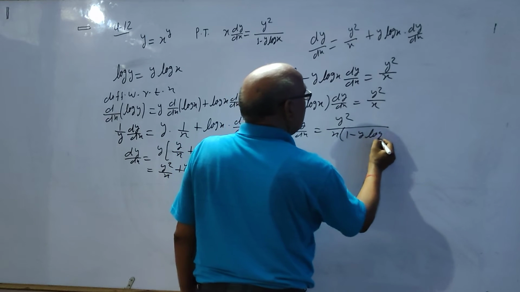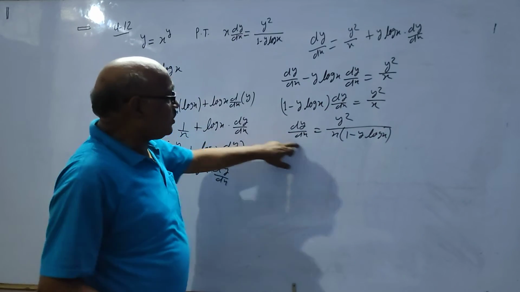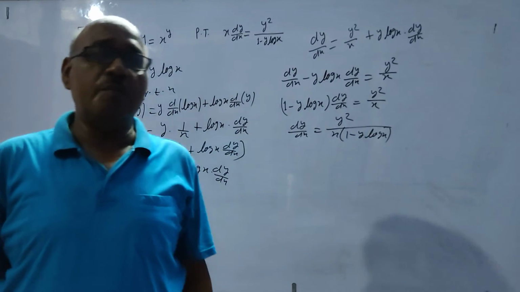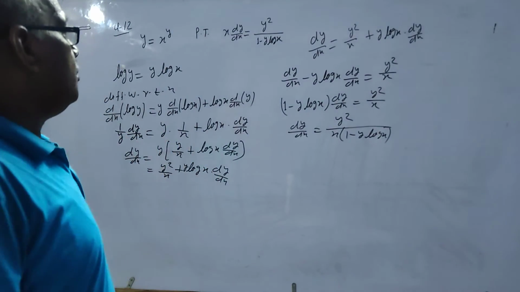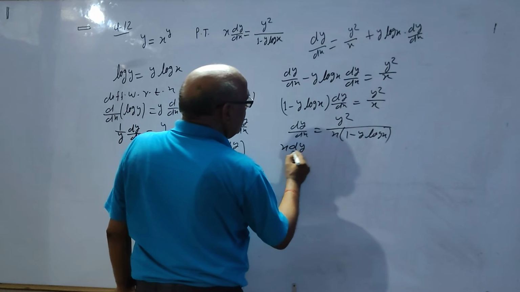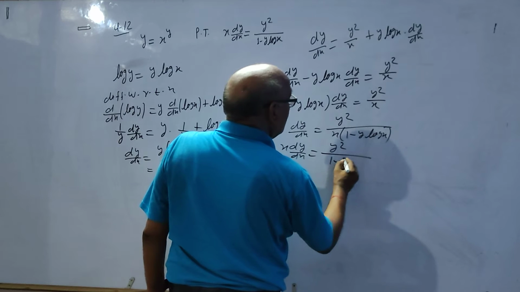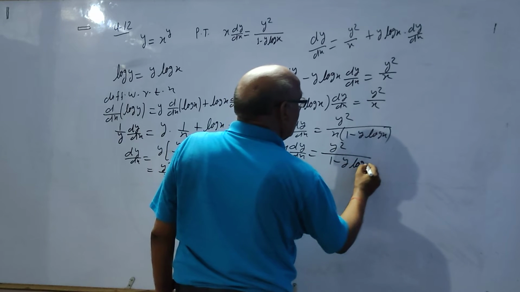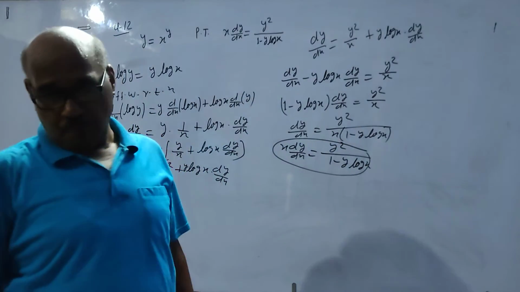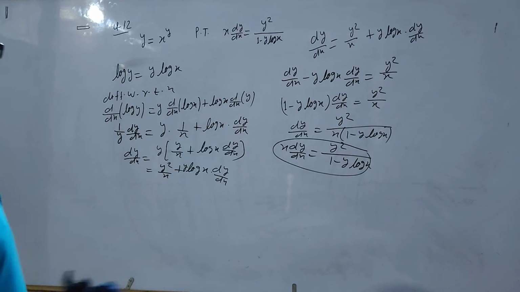Now you see what you have to prove: this x has to be brought to this side, because they are showing the proof that x dy over dx is equal to y square upon 1 minus y log x. So use cross multiplication: x times dy over dx is equal to y square upon 1 minus y times log of x, and this result you had to prove. Let's take more problems related to this.